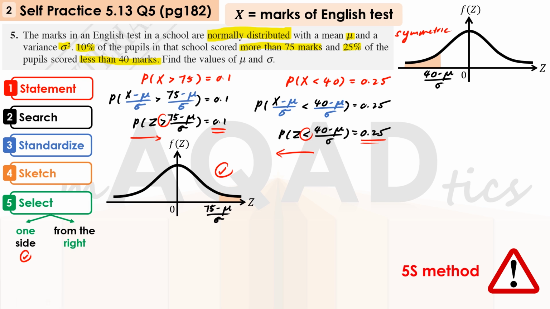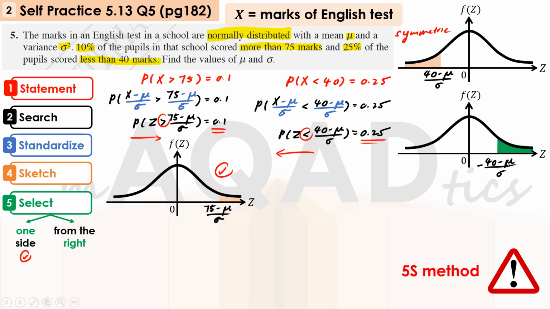If same shape means same area, so I can move this area to the other side. Again, because it is symmetric, but the only thing I need to change is this value. I need to change it from negative to positive. Okay, this value is already negative, so if I add negative to it, it will be negative, negative, positive.